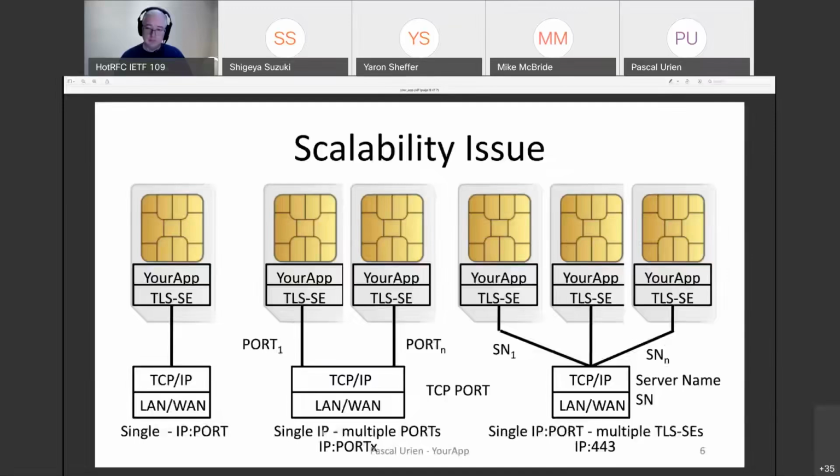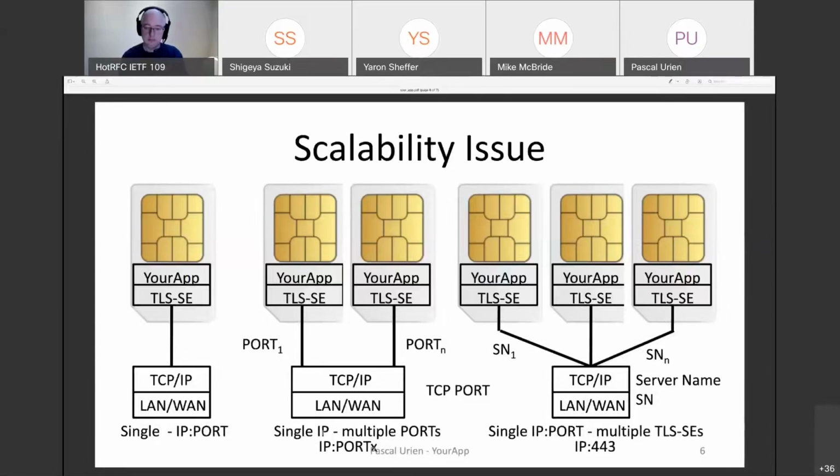Scalability is an important issue, still open. Is it possible to deploy your app in the internet? That's the question. On the left, a trivial use case, a simple socket IP endpoint is used. As illustrated in the middle part, multiple ports may be used with a single IP address. And finally, on the right, a single socket IP endpoint is used by several server names.